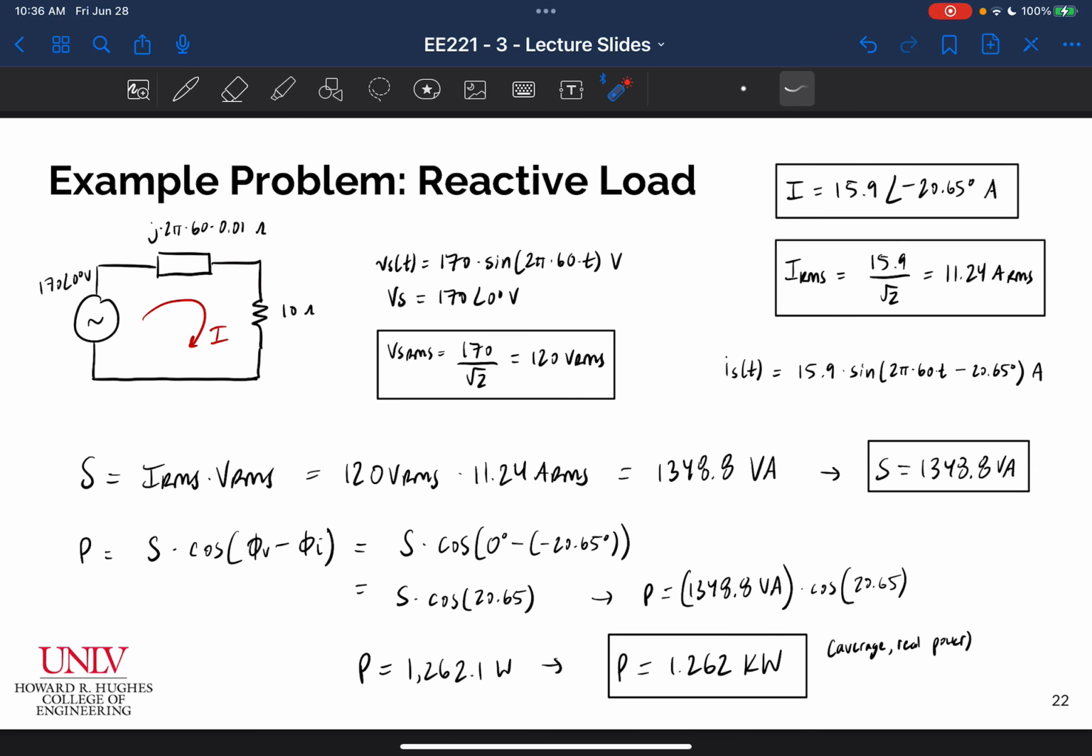And then we'll take a look at the power triangle, and we'll do some more example problems. All right, so I'm going to go ahead and end this video right here, and we'll talk about reactive power next.